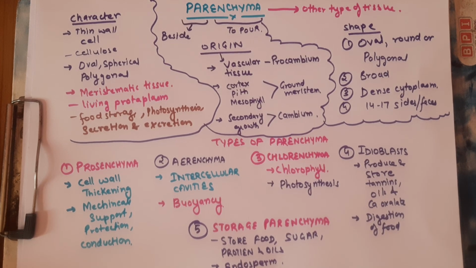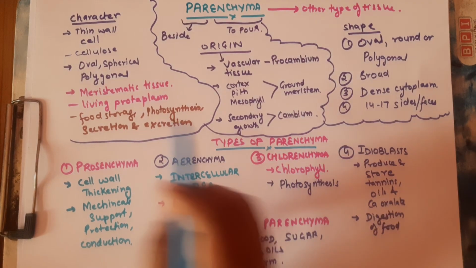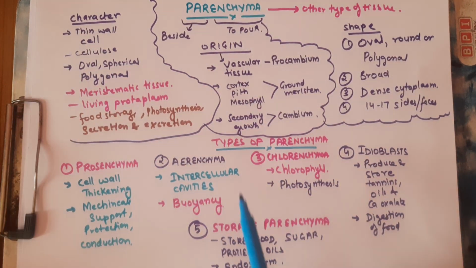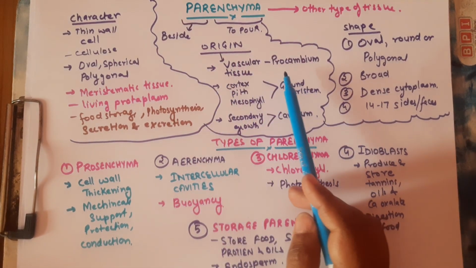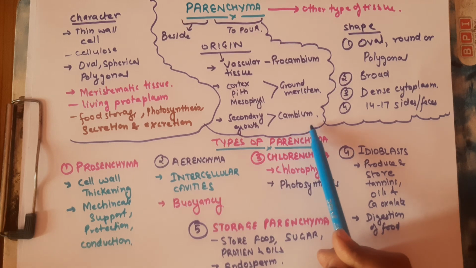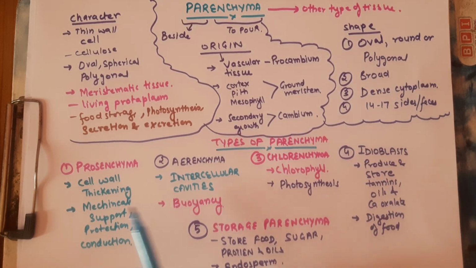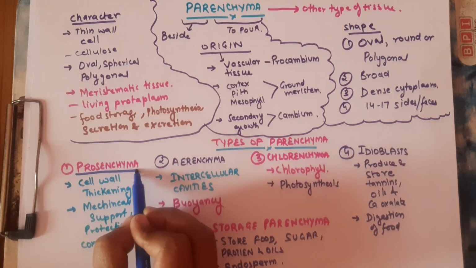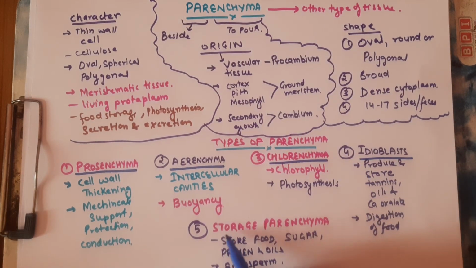Students, in this video, just before closing, let's have a quick recap. We have talked about the general characteristics. Then how these parenchyma cells have originated: from procambium, ground meristem, and the cambium. The shape can vary from oval to round, and usually they are very broad. There are basically 5 types of parenchyma: prosenchyma, arenchyma, chlorenchyma, idioblasts, and the storage parenchyma, each having distinctive features and functions.